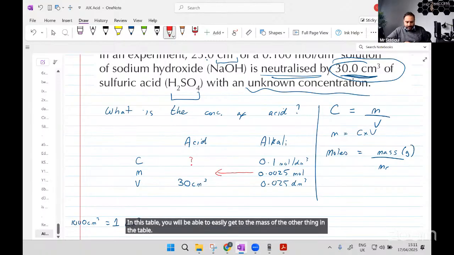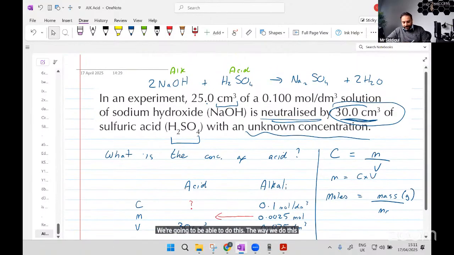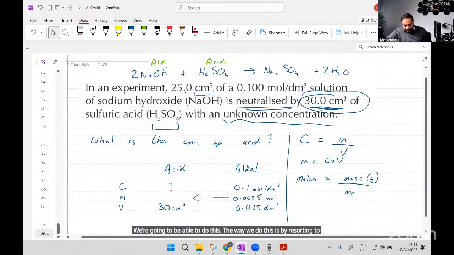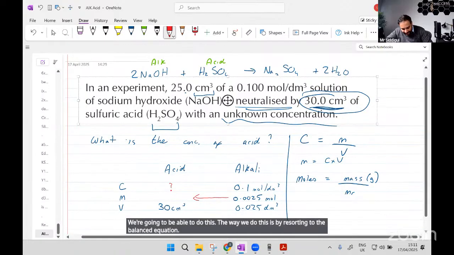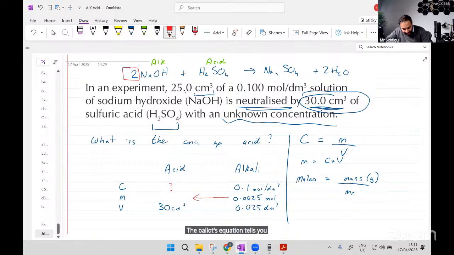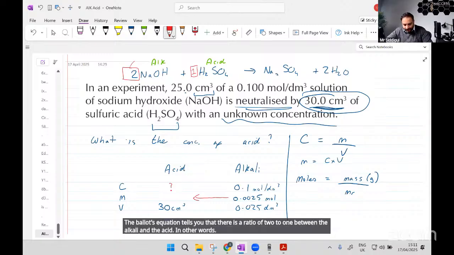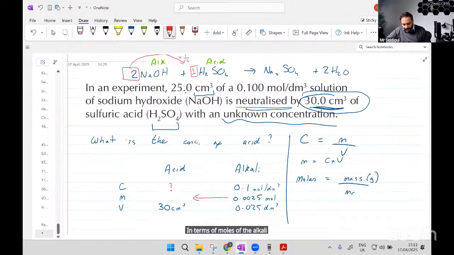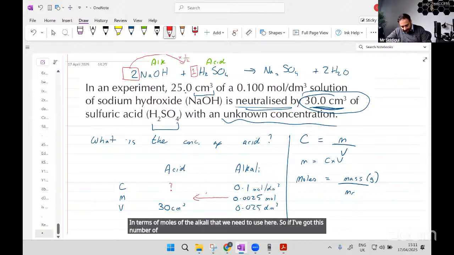We're going to be able to do this. The way we do this is by resorting to the balanced equation. The balanced equation tells you that there is a ratio of 2 to 1 between the alkali and the acid. In other words, the acid is essentially half in terms of moles of the alkali that we need to use here. So if I've got this number of moles of alkali, then half of that is the number of moles of acid that I'm going to use.